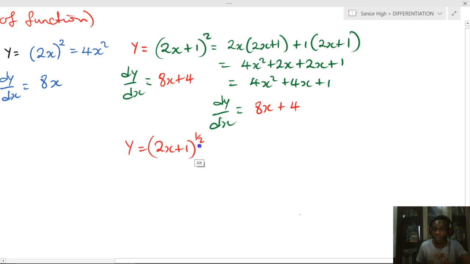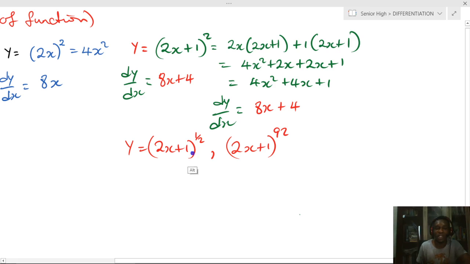Wow. You ask yourself, sir, but I don't know how to open a bracket carrying raised to the power 1 over 2. Or, what if it's actually 2x plus 1 raised to the power of, let's say, 92? You'd be like, I don't know how to, this one will be too large to open. So in cases like that, that's when you employ the function of function rule.